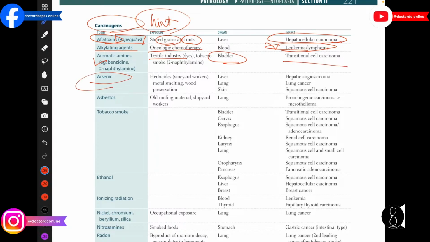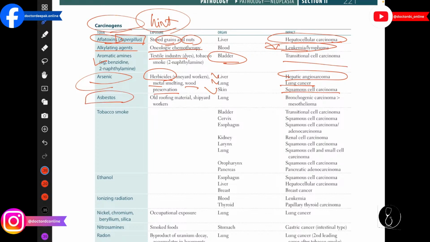We have the arsenic. Arsenic is a very important question, asked many times, and it is going to affect three organs: liver, lung, and skin. This comes from herbicides, farm workers, metal smelting, and wood preservation. For the liver, it causes hepatic angiosarcoma, in the lung it causes lung cancer, and in the skin squamous cell carcinoma.